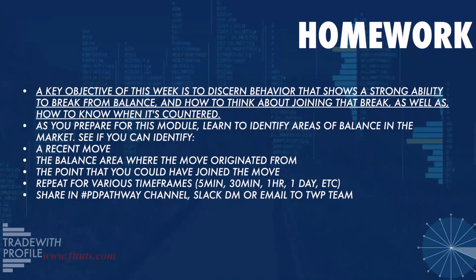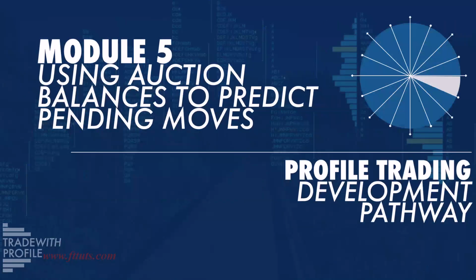Just get in the habit of identifying a move from a balance area, and then drill down on a smaller time frame to find out where you could get in and what behaviorally was going on to do that, and share those in this Pathways channel, or send us a direct message or email, and we'll be looking to follow up with that. That is module 5, using auction balances to predict pending moves.